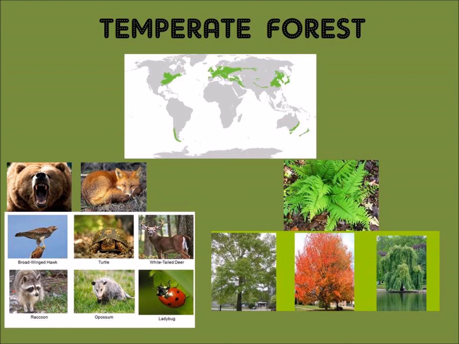Temperate forests. Most of the temperate forests are located in Europe. The climate there is a cold winter and a hot summer with medium precipitation. The animals that we can find in the temperate forests are bears, foxes, deers, hawks, raccoons, insects, and turtles. When it comes to plants, we find willows, oaks, and ferns. Willow trees, oak trees, and ferns.